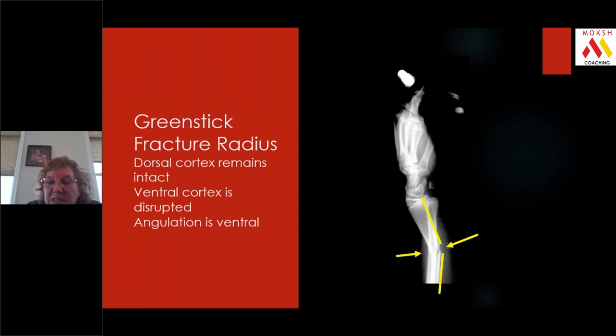And what kind of fracture is this? This is a green stick fracture. And you can see how the cortex is broken on the one bone. I've got the lines going along the bone, and then you can see the crack right in the middle, and you can see the angulation.